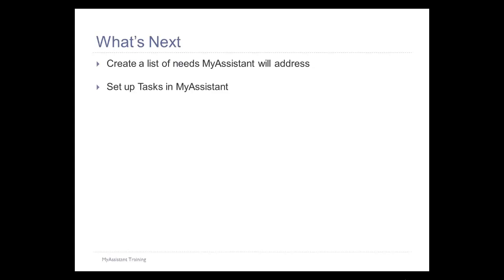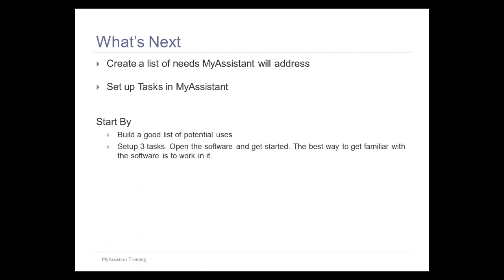The next step is setting up tasks in the MyAssistant software. Take the list that was created of things MyAssistant will do and jump in the software and try and set these up. Once you have information in front of you, you'll begin to piece together how MyAssistant works, even more specifically the kind of things MyAssistant can do, and how MyAssistant can be best utilized in your office. So start by building a good list of potential use cases as stated above.